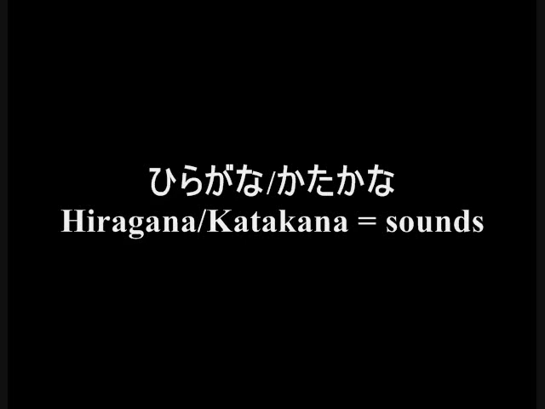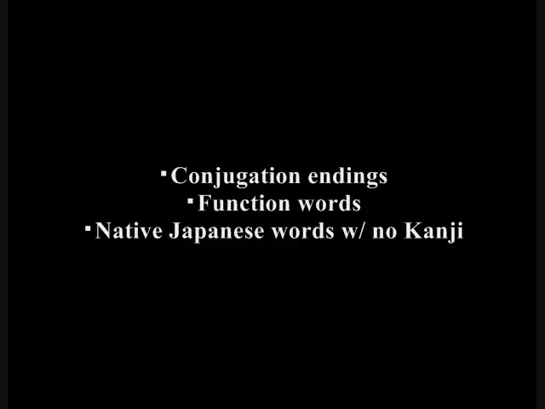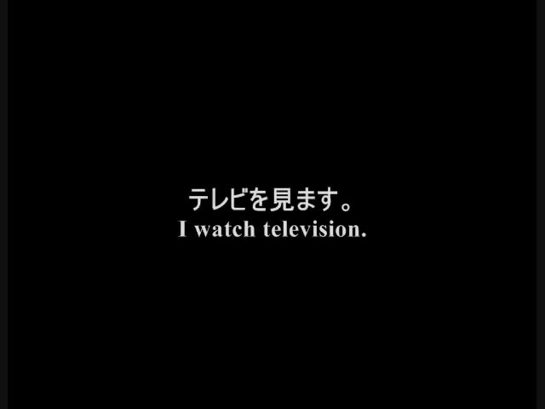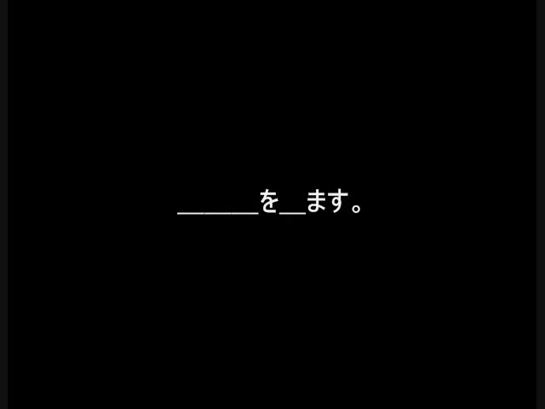Hiragana and katakana, like the alphabet, represent sounds. Hiragana has a roundish shape and is used for conjugation endings, function words, and native Japanese words not covered by kanji. Remember our sentence? Terebi o mimasu, the o and the mas.